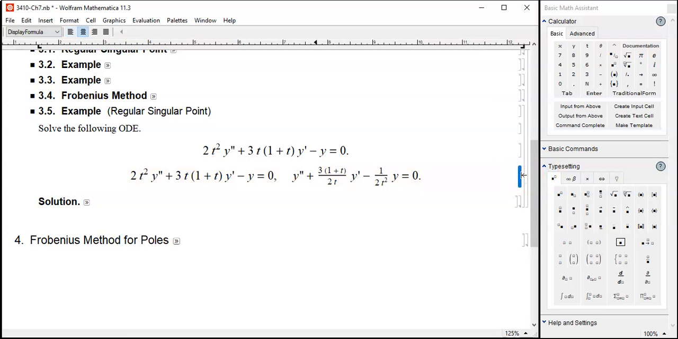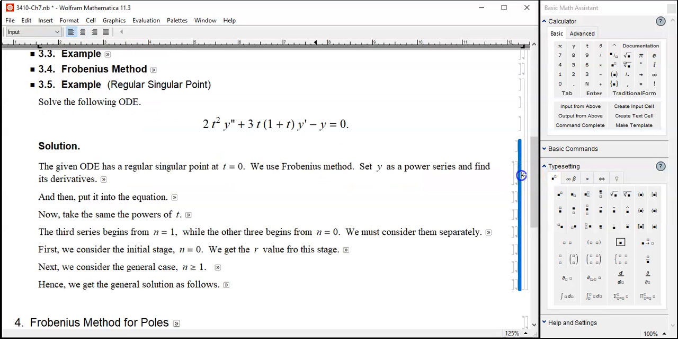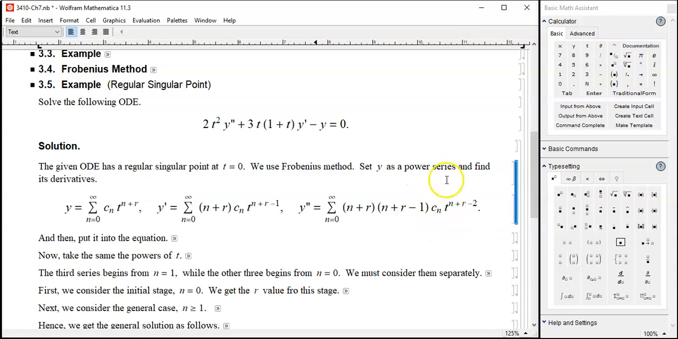So we are ready for the Frobenius method. Regular singular point at t equal to 0. So we're going to apply the Frobenius method. Not just a power series, but n plus r.